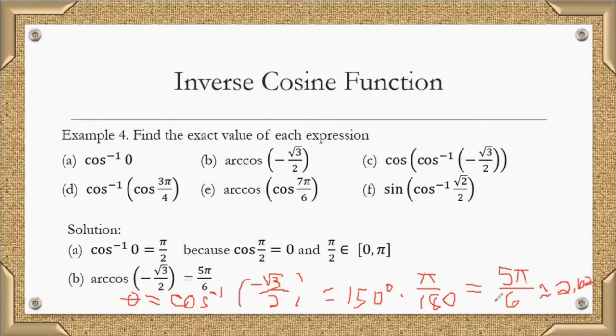Kasi 2.61799, so 2.62. Okay? So, yun yung value ng ating angle theta. And that also belongs doon sa ating restriction. Ang restriction natin ay 0 to pi. Ang pi naman ay nasa 3 point something yan. So, pasok pa rin, kasi ang value lang natin ay 2.62. Okay?